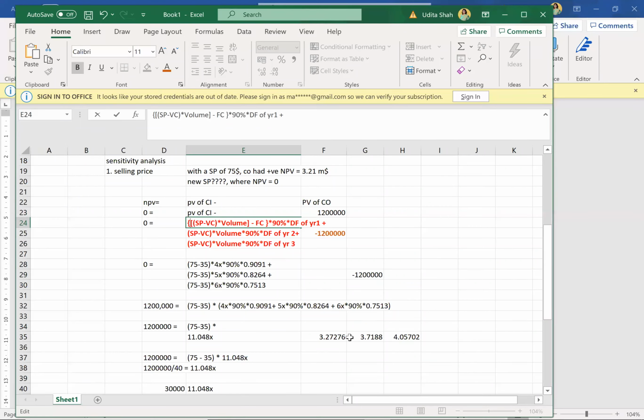Any other doubt? Okay, so I think enough for today. We have done the entire sensitivity analysis concept today. So that's enough for the day. Tomorrow we can start with real option. That is your Black and Scholes model.